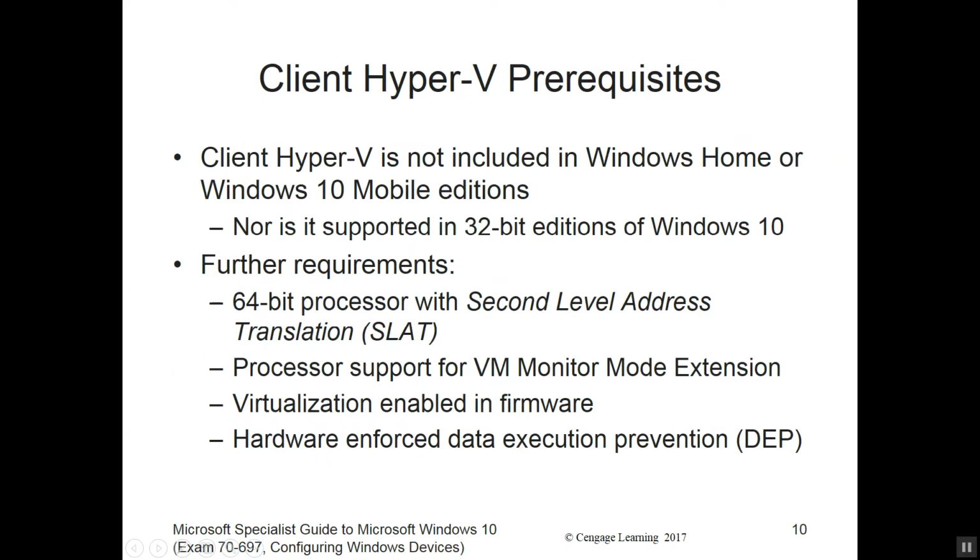Client Hyper-V prerequisites. When it comes to Client Hyper-V, it's not included in Windows Home or Windows Mobile editions, nor is it supported in 32-bit editions of Windows 10. Now, it requires 64-bit with second-level address translation, processor support for VM monitor mode extension, and it also requires virtualization enabled in the firmware, and hardware-enforced data execution prevention, DEP.